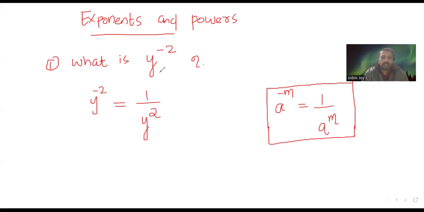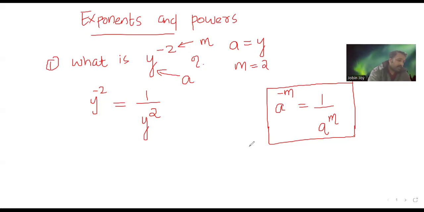So here this is a. So here a is equal to y and m is equal to 2, right? This is m. So this is in the form of a raised to minus m. What is a raised to minus m? A raised to minus m equal to 1 by a raised to m. So this will be equal to 1 by y square. So the answer is 1 by y square.